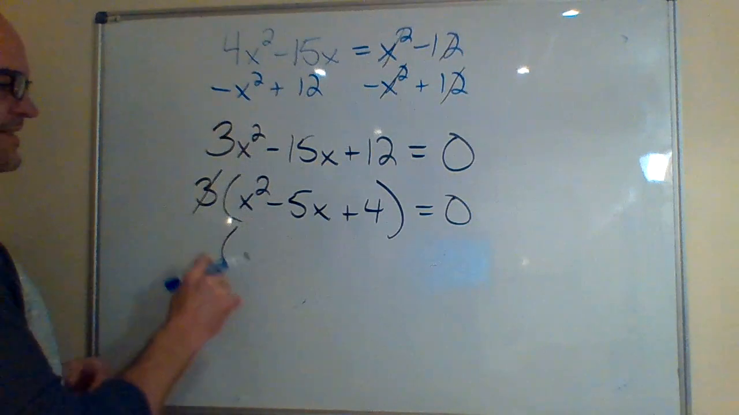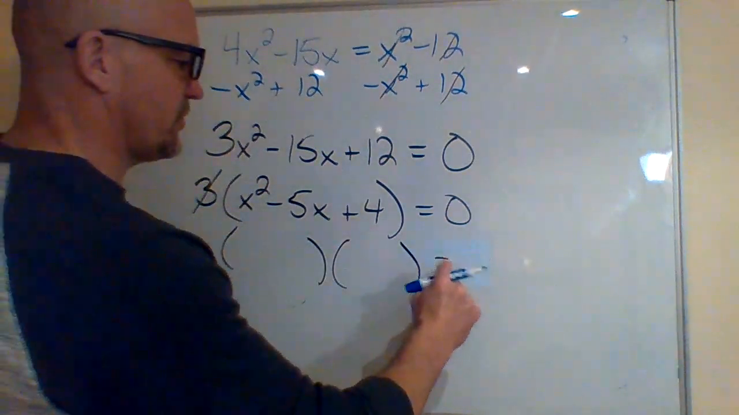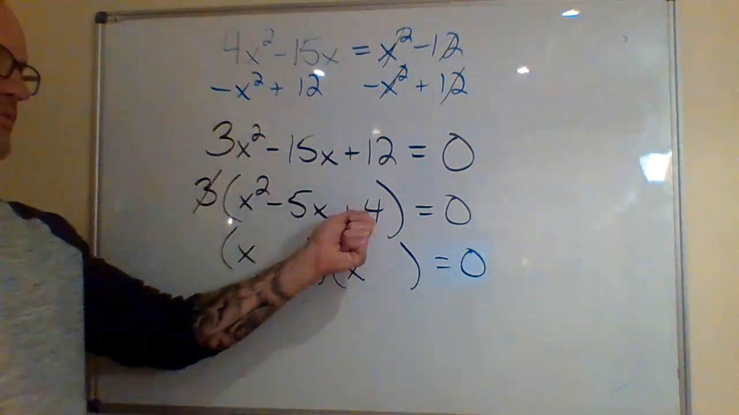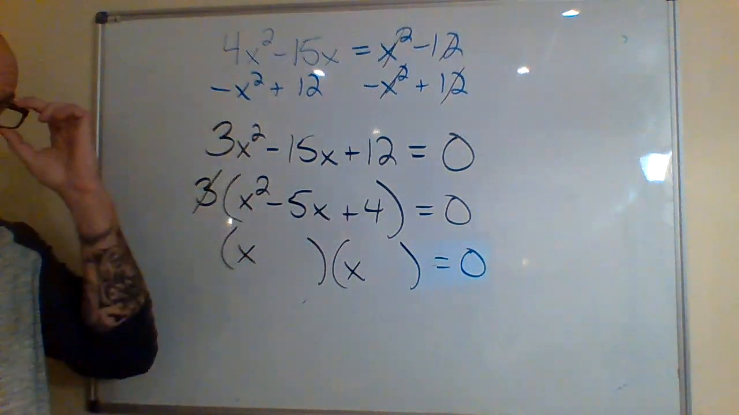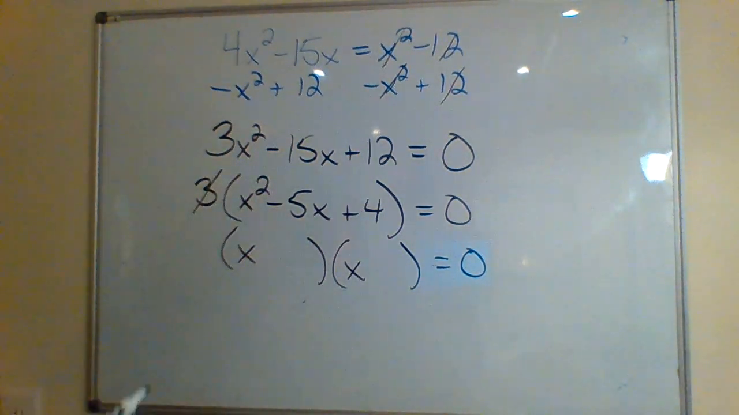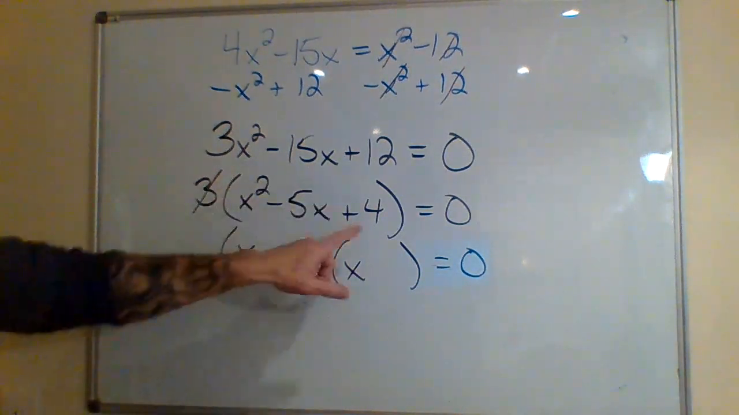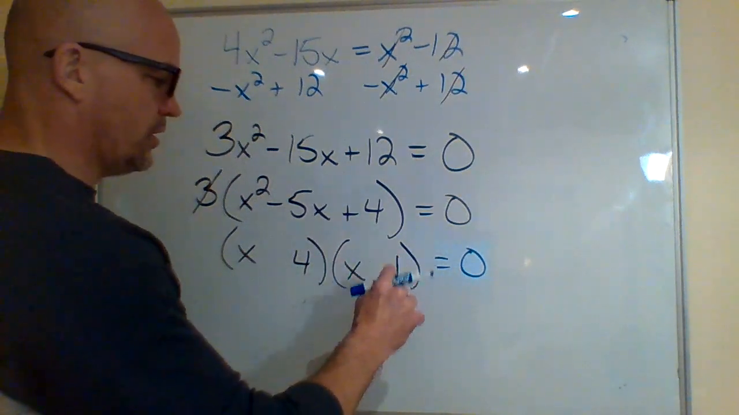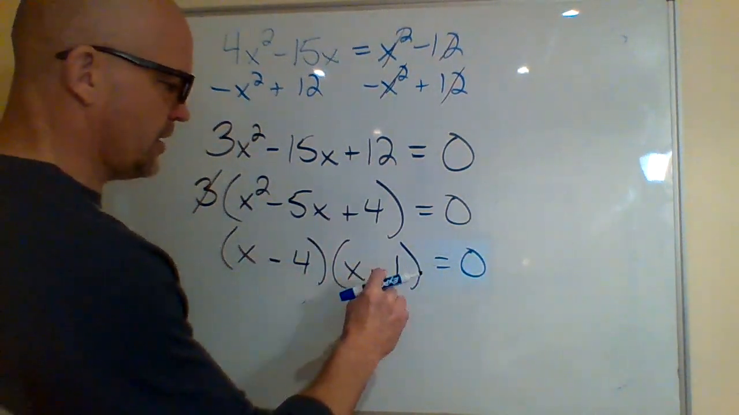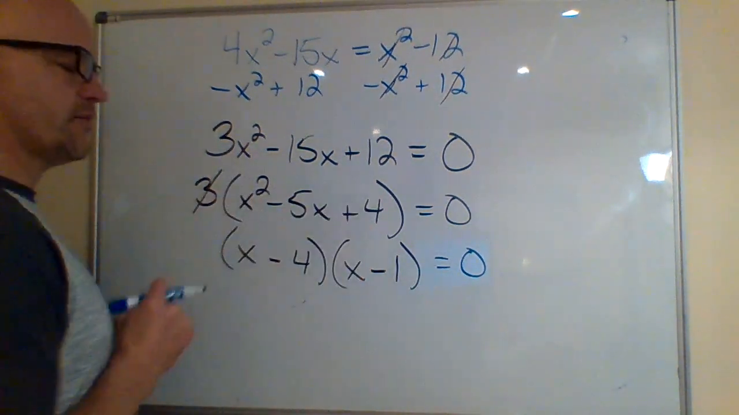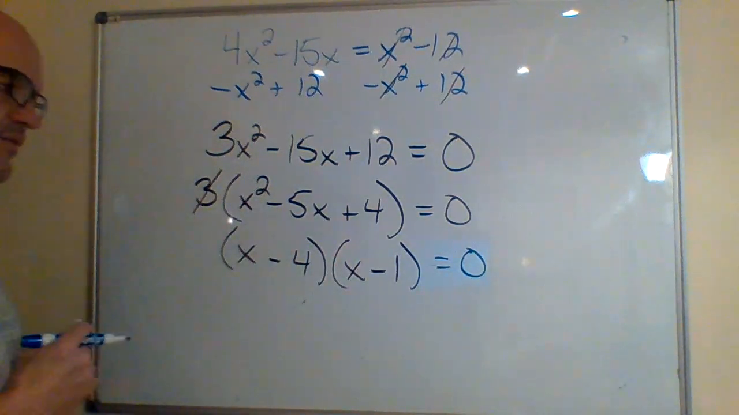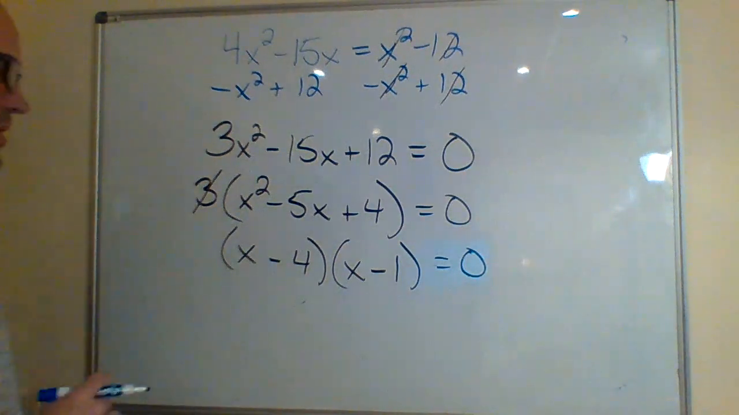mostly for room. Setting up my parentheses, x and x. I need two numbers that multiply up to 4, combine to give me a 5. Well, clearly, 4 and 1 are going to be the only way that happens. And of course, if I want to get a positive here, I need to make sure that that 4 and 1 are both negative, because that will give me the positive that I need there for my last term. And when combined, negative 4x, negative 1x will give me the negative 5 in the middle.